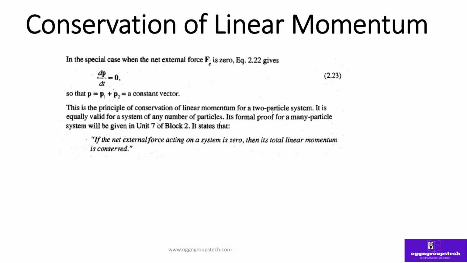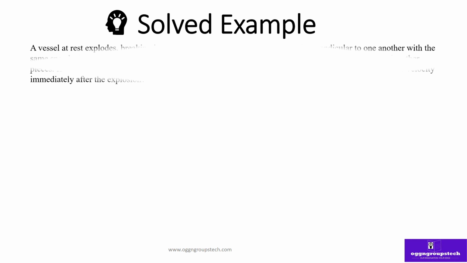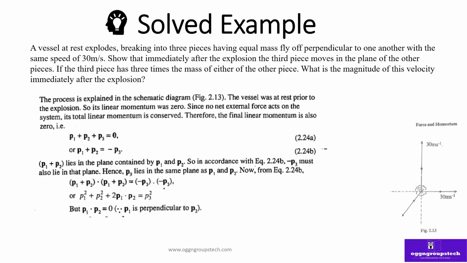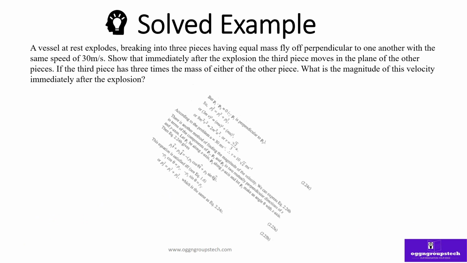So what is meant by the law of conservation of linear momentum? It means that if the net external force acting on the system is zero, then the total linear momentum is conserved. Okay, so we have this from our day-to-day life. We have solved one problem based on that.